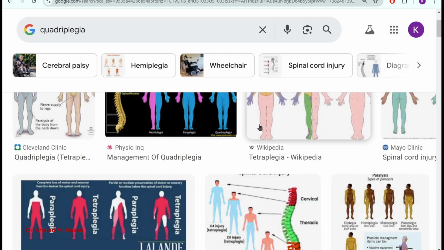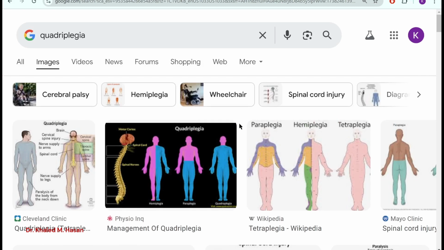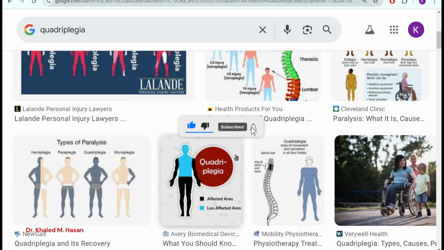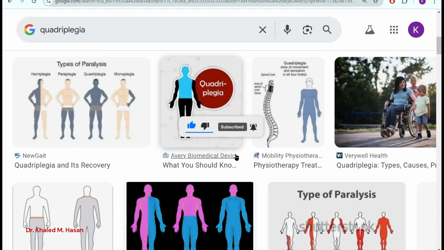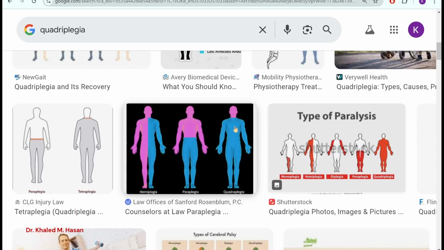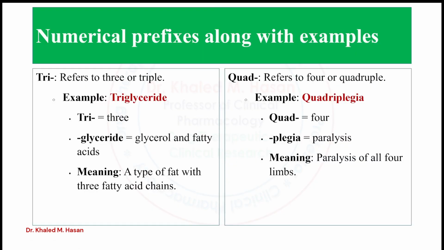Speaking about quadriplegia, it means paralysis of all four limbs. If you scroll down a little bit, this is it here. This is paralysis of four limbs for the patient. In this slide again, triglyceride is a type of fat, and quadriplegia is paralysis of four limbs.